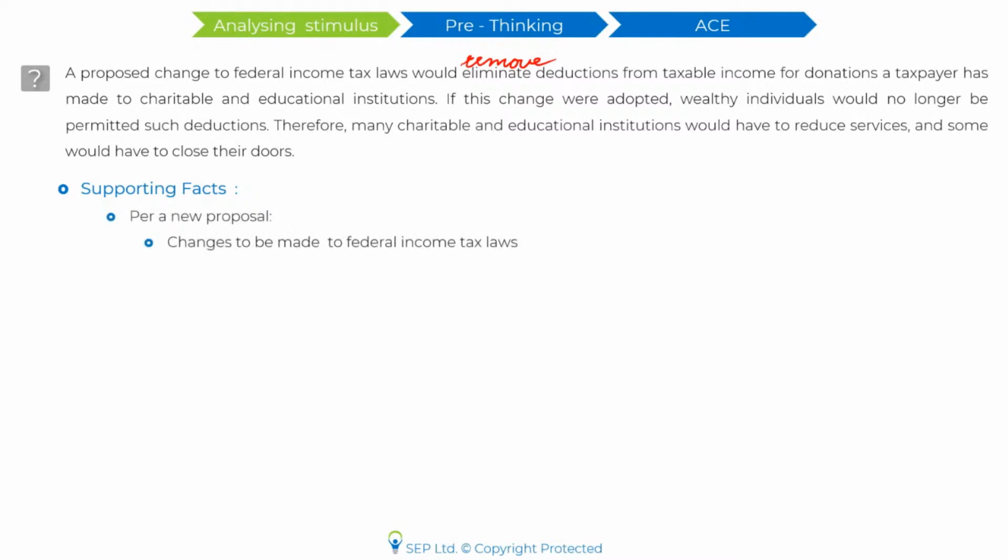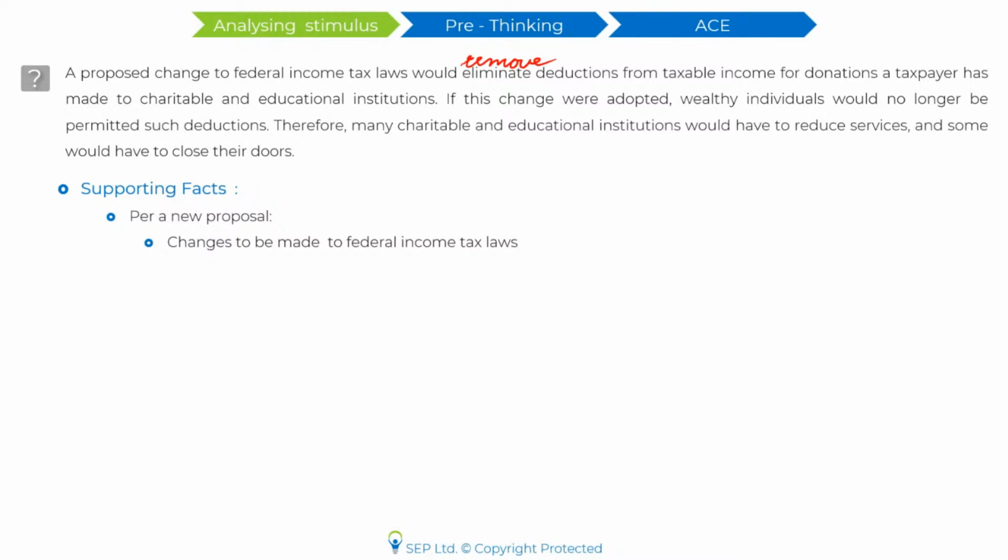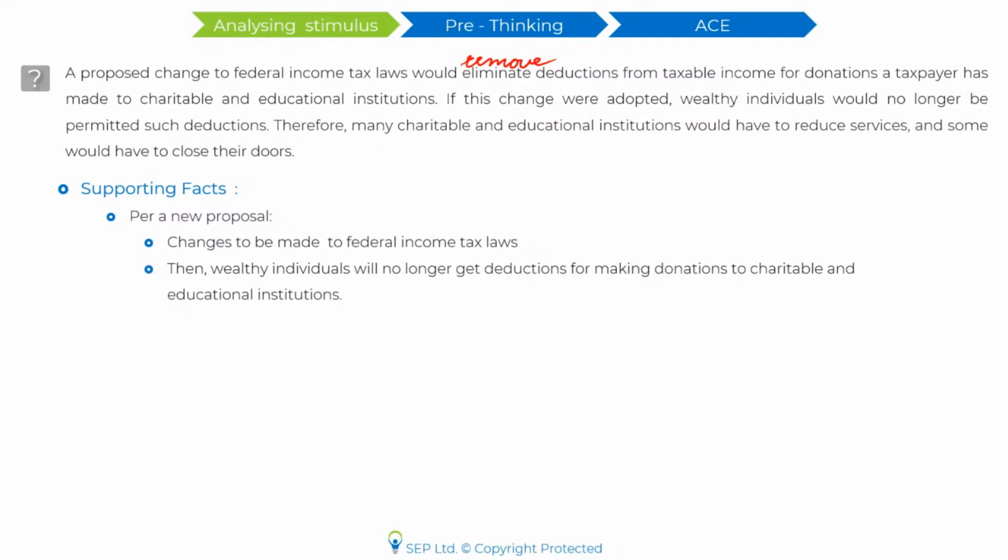What we are saying is, per a new proposal, there are changes going to be made to this tax laws, and people who were getting deductions for the donations they were making to charitable institutions, they will not get it anymore. If this change were adopted, wealthy individuals would no longer be permitted such deductions. That means wealthy individuals, if they make donations after this change is adopted, then for those donations, they are not going to get any exemption from tax. All right, which means we can infer that their taxable income is definitely going to increase. The therefore is the conclusion marker. Here we have it that many, now many in CR means at least one, could be any number up to 99 if it's a group of 100.